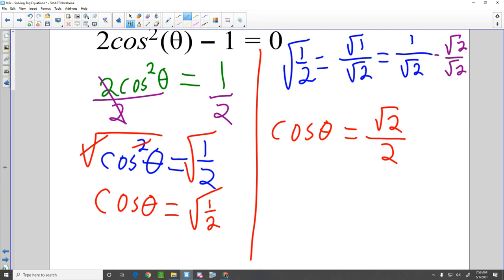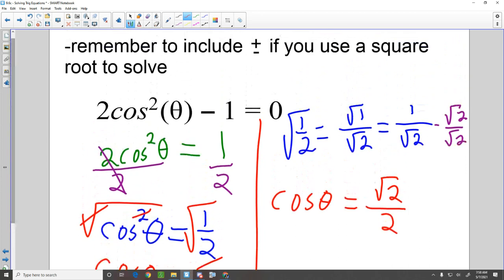Ooh, one thing I forgot to do, though. I even put a note up here to remind me. Remember, when you take a square root, you actually get 2 answers, a positive and a negative. That's because if I said x squared equals 4, well, x could be 2, or x could be negative 2, because both of those numbers, when you square them, equal a positive 4. So I have to take both of those into account.